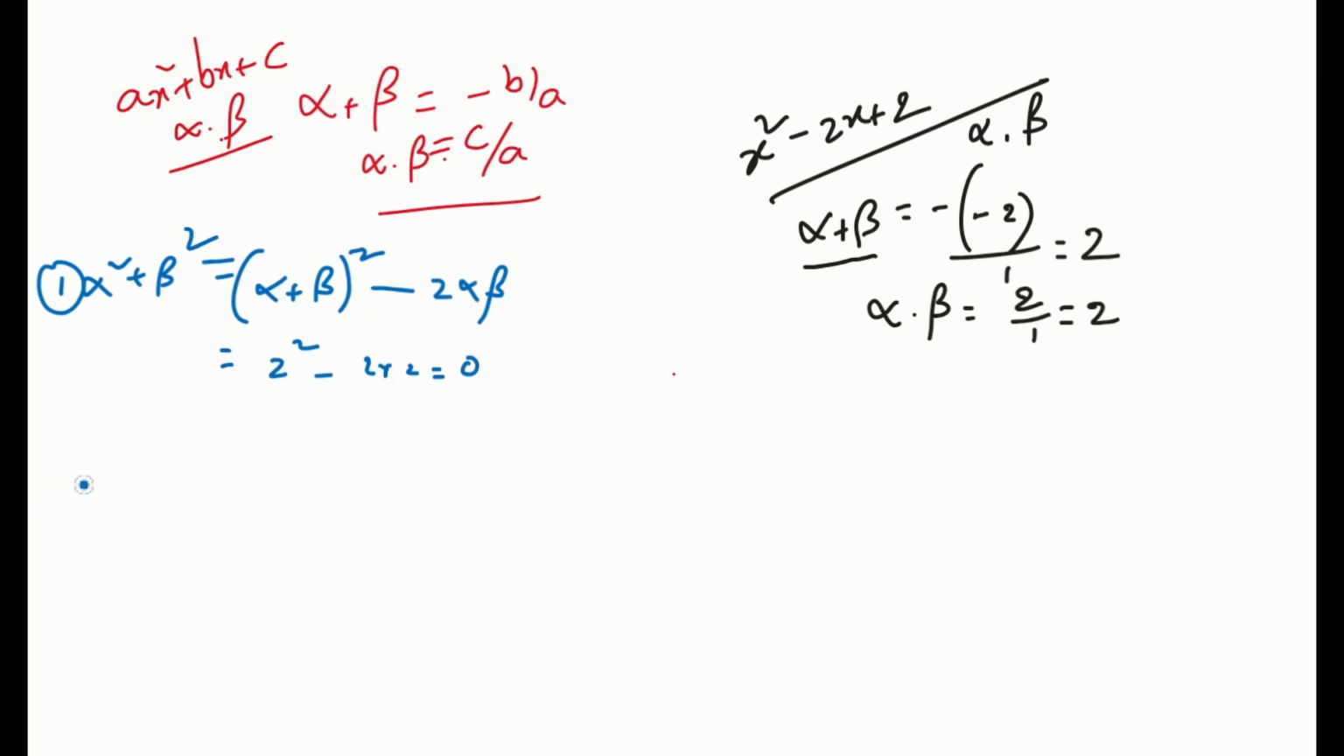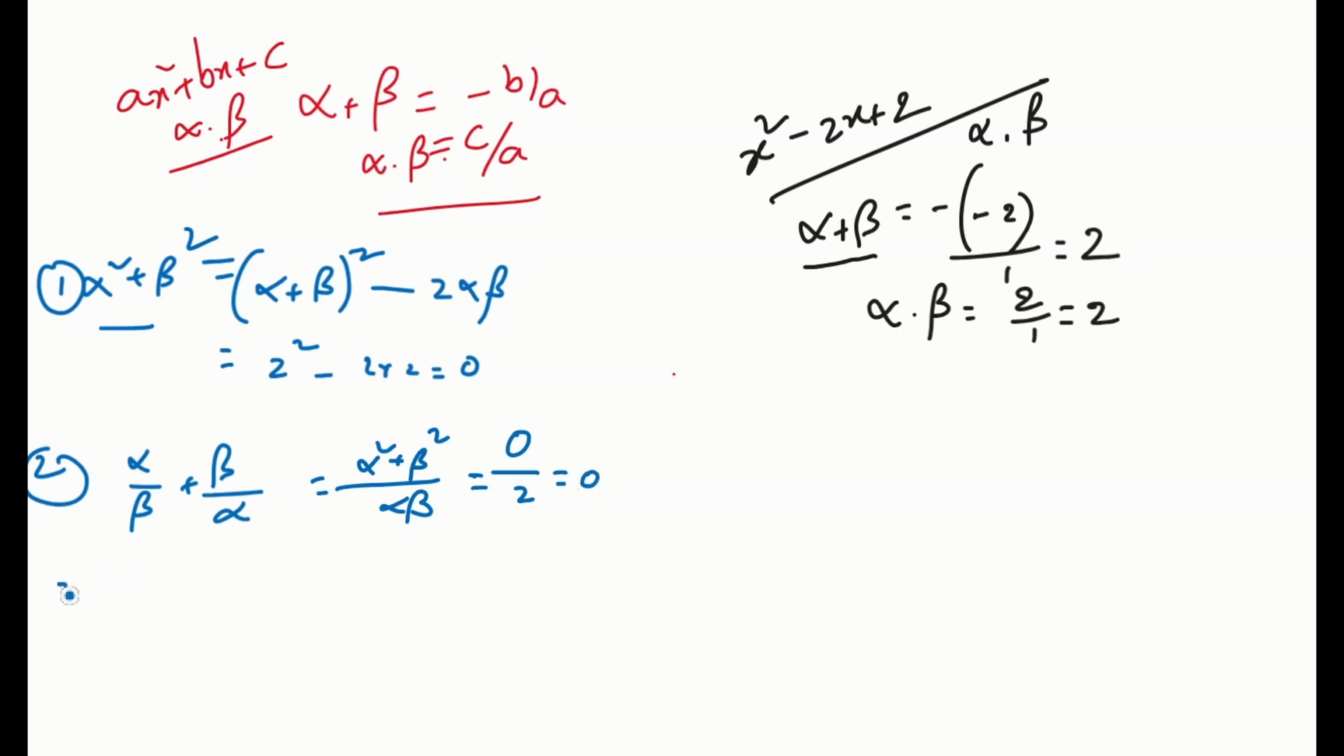Now the second one, alpha by beta plus beta by alpha. So if you take the LCM alpha beta, it gives alpha square plus beta square over alpha beta. Alpha square plus beta square, we got it from the first equation, that's nothing but 0 by 2, equal to 0.